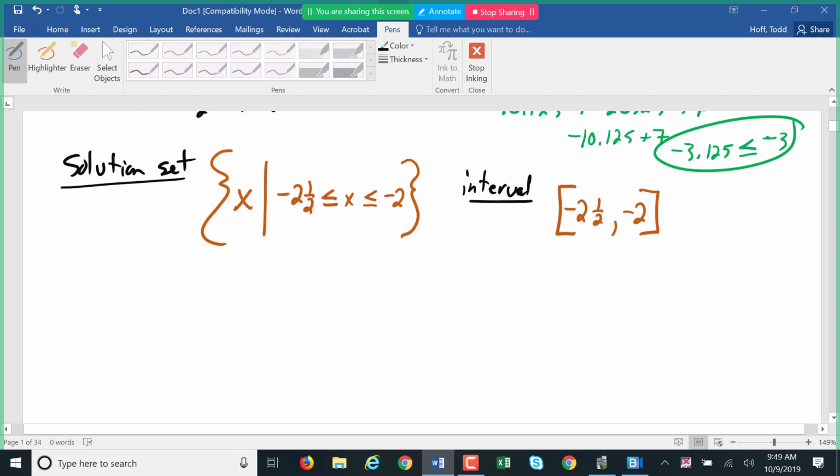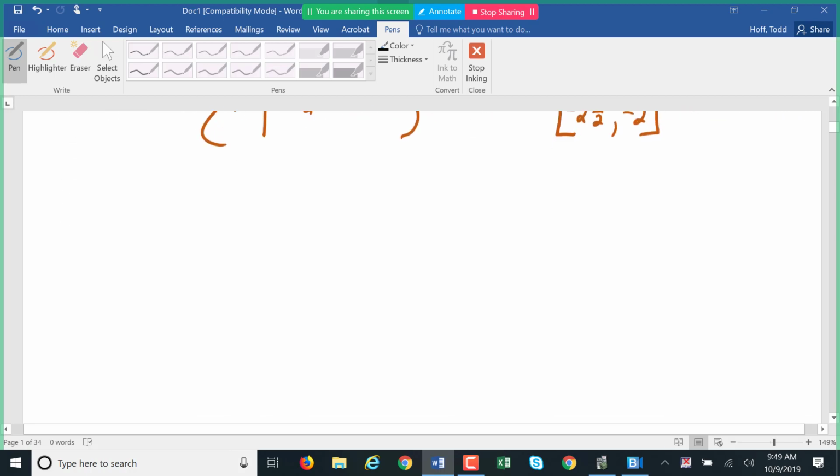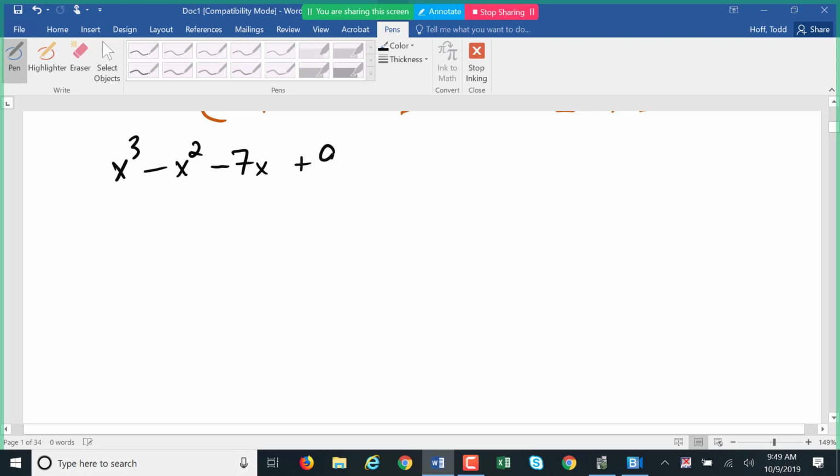Well, let's look at one that is the next step up. Not a power of 2, but a power of 3. So I have x to the third minus x squared minus 7x plus 9 is greater than 2.